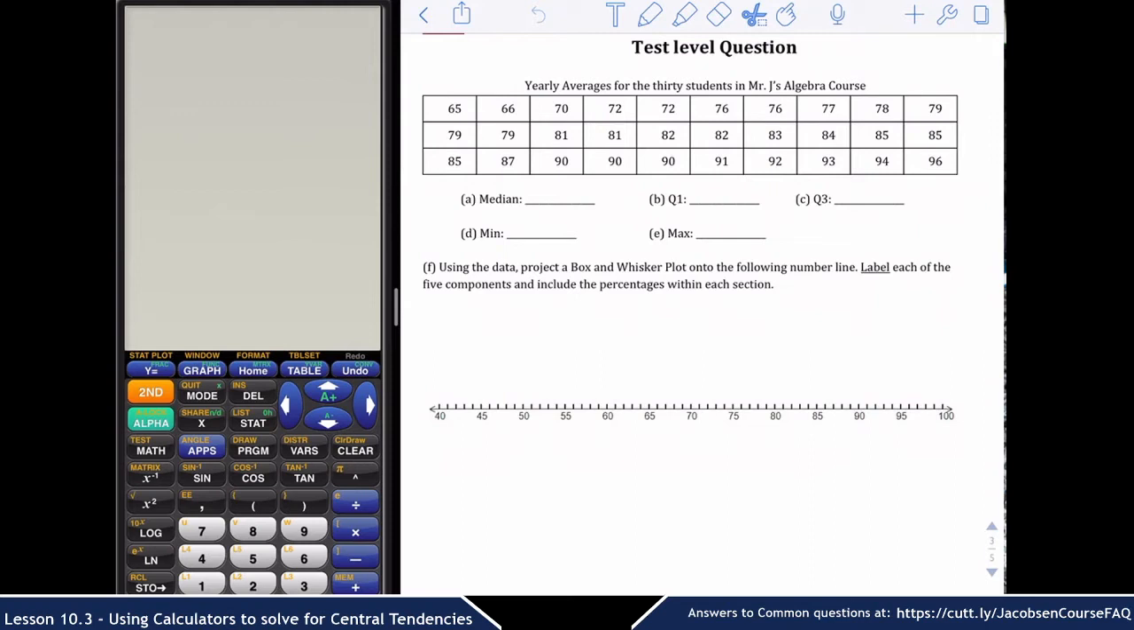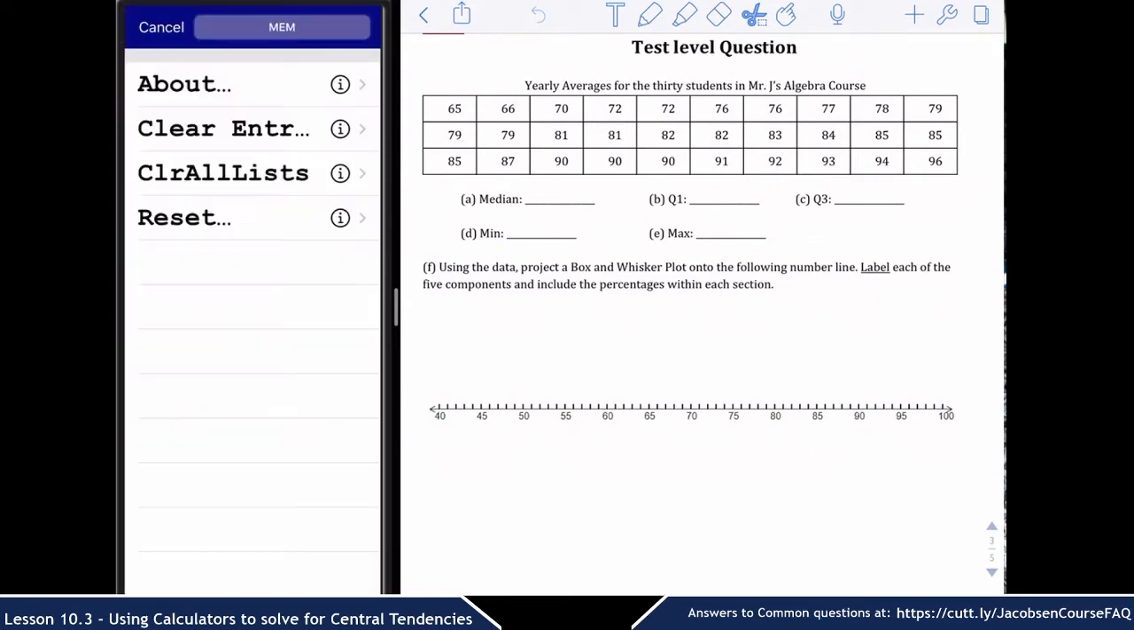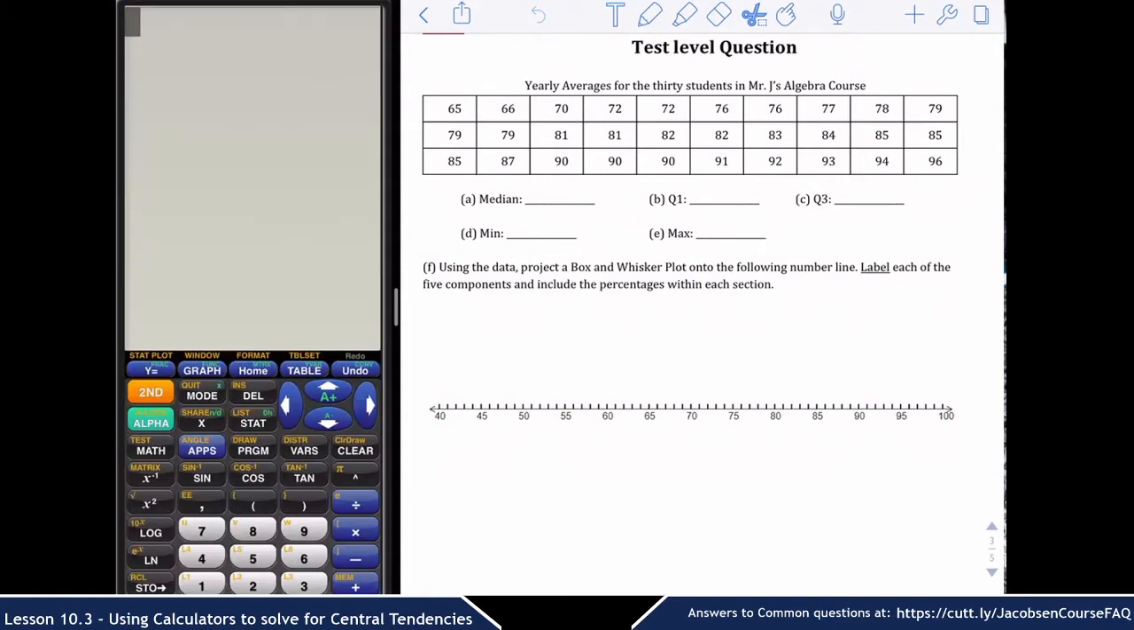To begin, the first thing you want to do is always hit the second button on your calculator, followed by the plus sign, and then choose the option to reset your calculator or clear all lists, because any data that was there beforehand will cause some issues for your calculator, and it is always in your best interest to reset that to not mess up the problem. From there, you return back to the home screen.